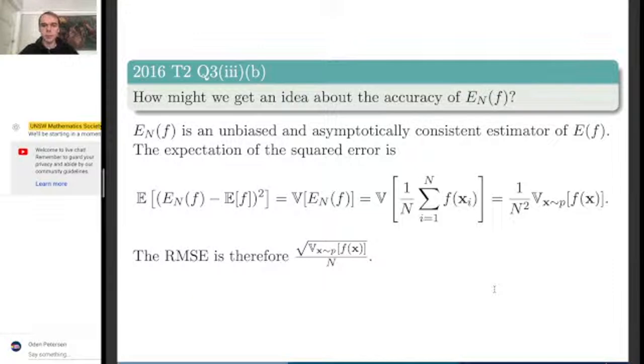So if we think about the overall error of our estimator, the thing that we want is, as n gets very large, we want this error to get smaller and smaller. If we think about it concretely, we can think about the squared difference between our estimate and the actual expectation, which is just a fixed number.